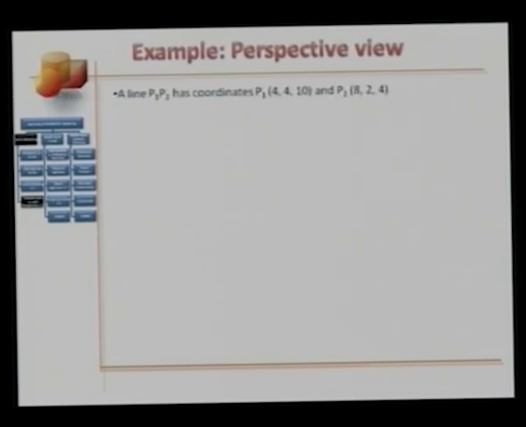A line P1, P2 has coordinates. P1 has 4, 4, and 10, and P2 has 8, 2, 4. The observer's eye is located along the negative z direction at 0, 0, minus 4. We are interested to find the perspective projection of the line P1, P2 on the xy plane. In a sense, we are interested in finding the perspective images of all points on the line P1, P2, the image being on the xy plane.